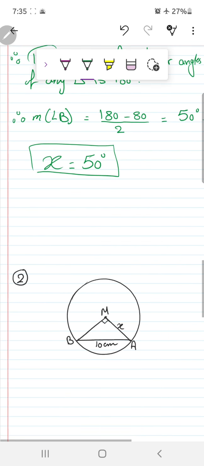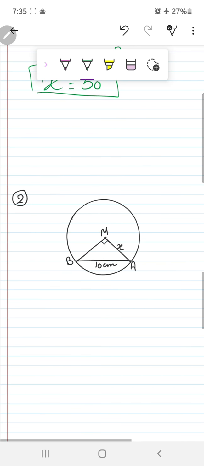Let's take another one. Here also circle M. MA is perpendicular to MB, or the measure of angle M is 90 degrees, and the length of AB is 10 centimeters. Okay.